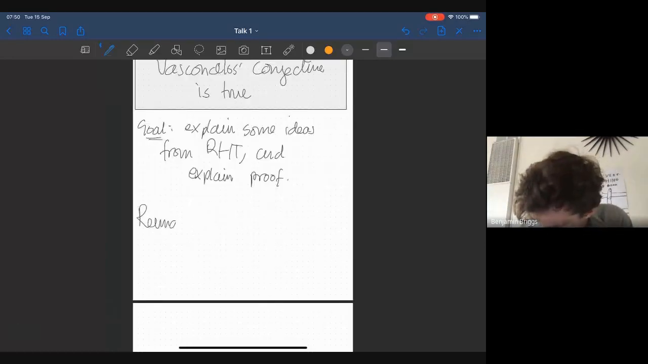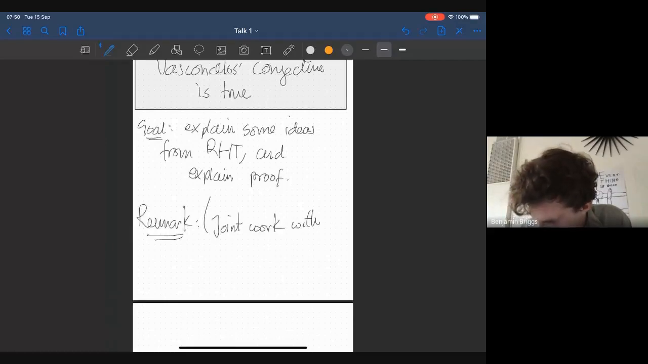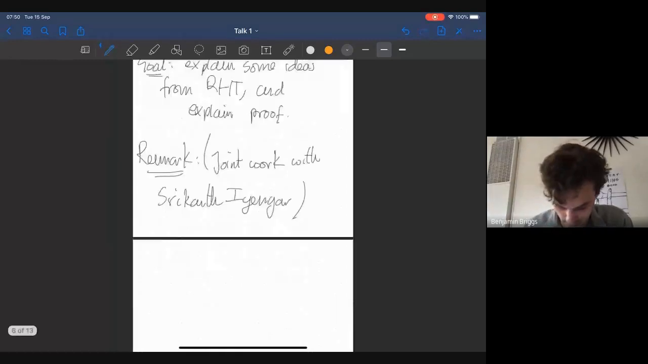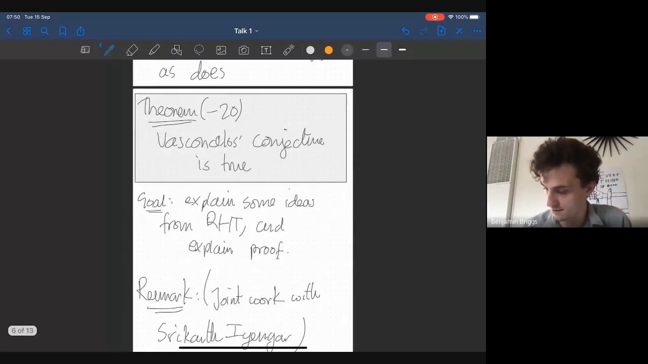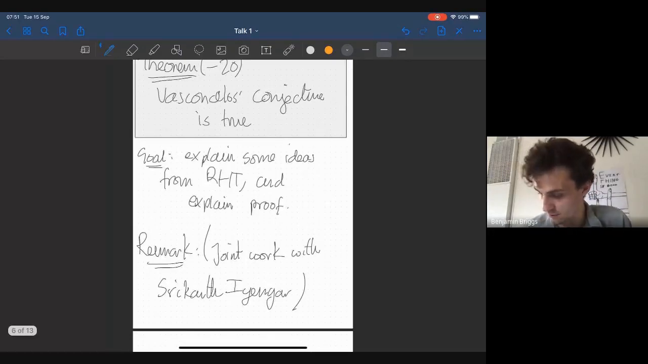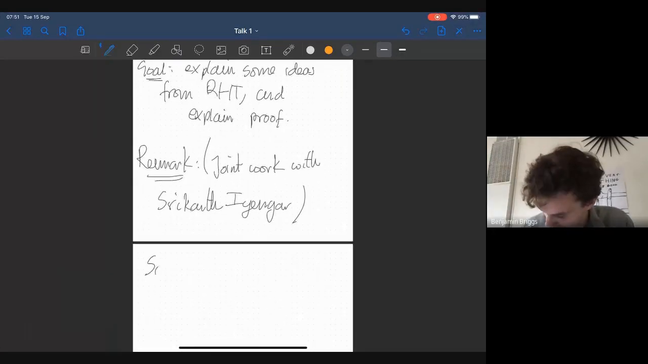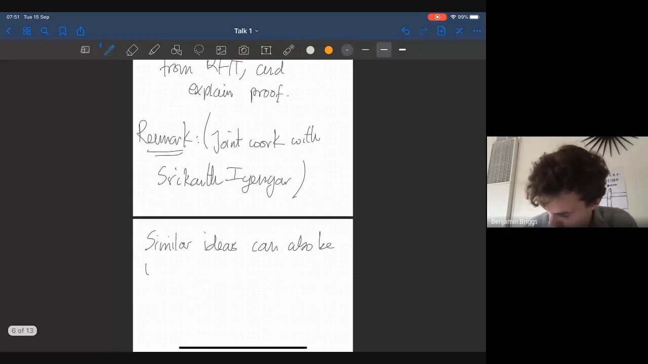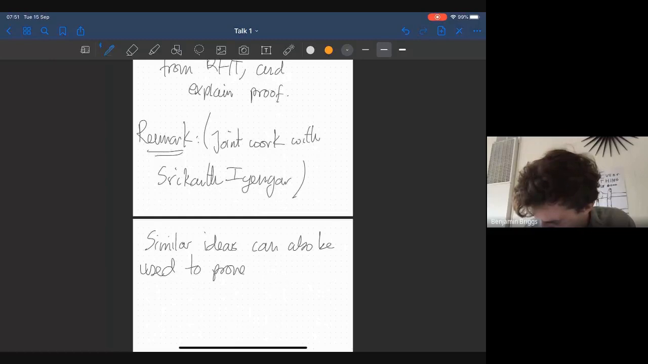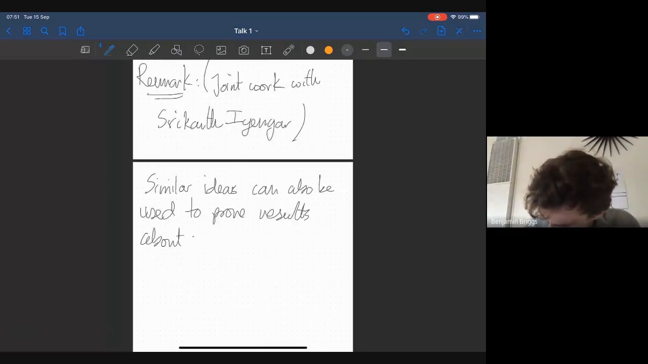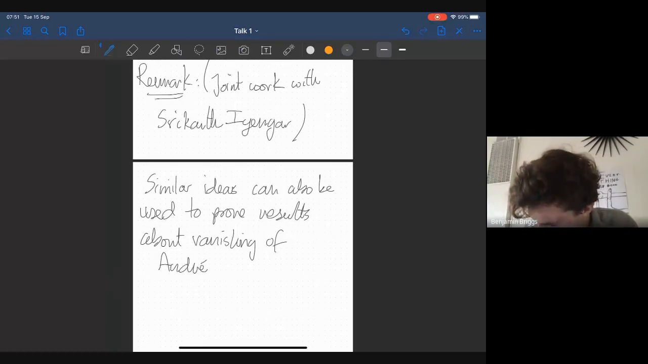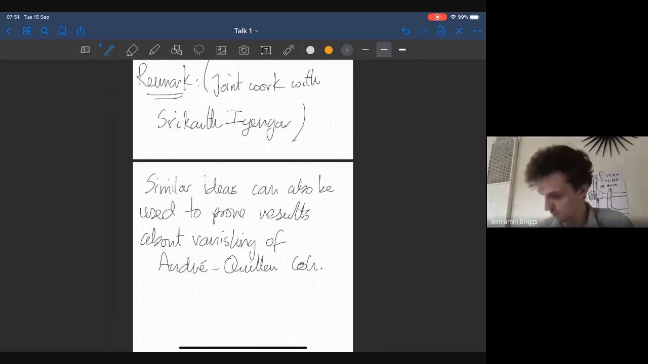Maybe just as a quick remark about some joint work with Trikanthi is that it turns out these same methods, these same ideas which go into this, or you can kind of adapt them, maybe quite drastically adapt them to make them look a bit different, but similar ideas, let's say, can also be used to prove results about the vanishing of Andre-Quillen cohomology.